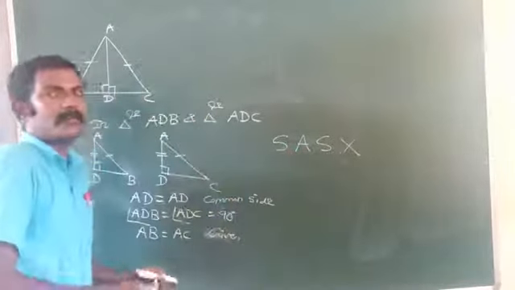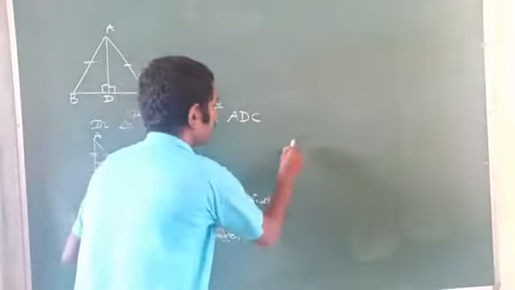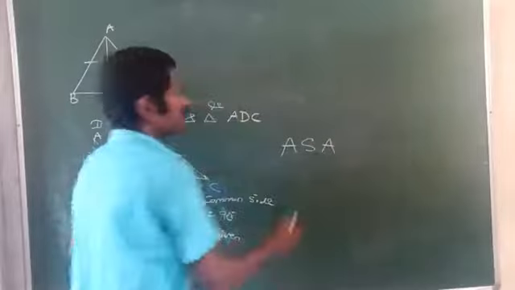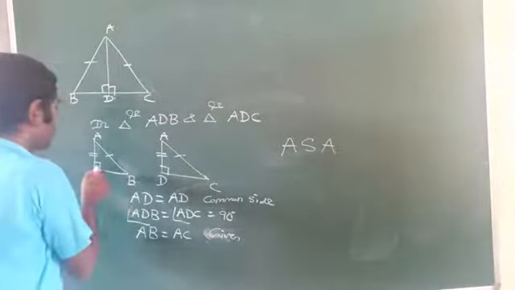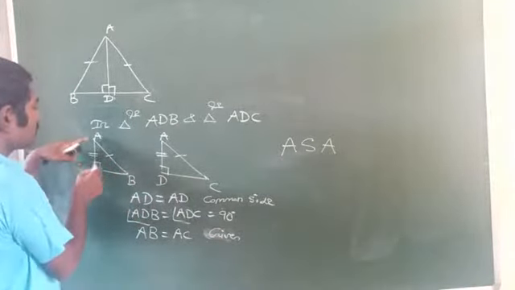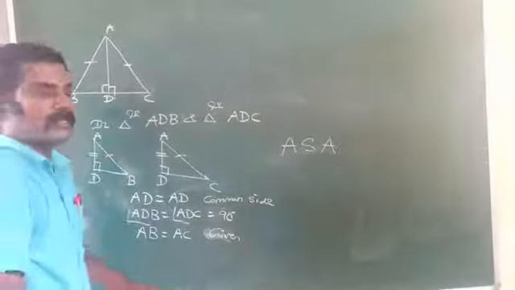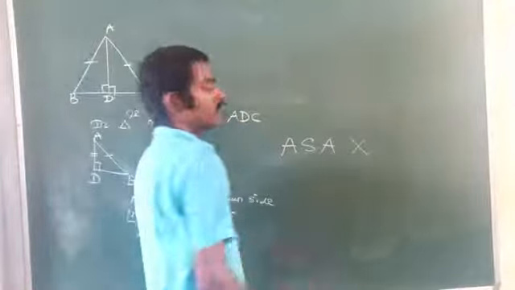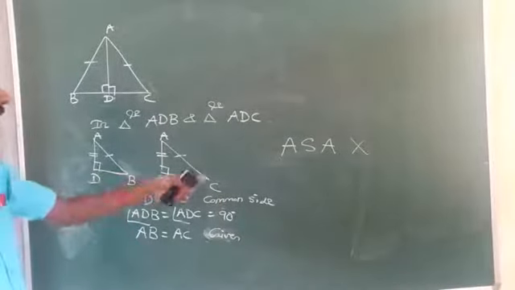And the third one, what we learned? ASA. What is meant by ASA? When one side is included between two angles. Here, this is an angle. Suppose this is a side. This side is not included between the two angles. This side is also not included between the two angles. Therefore, it will also be false. So we cannot say that these two triangles are congruent under ASA.